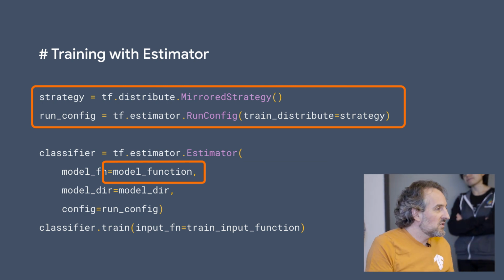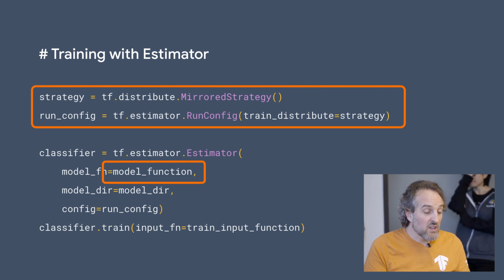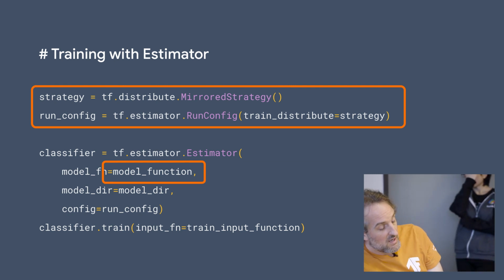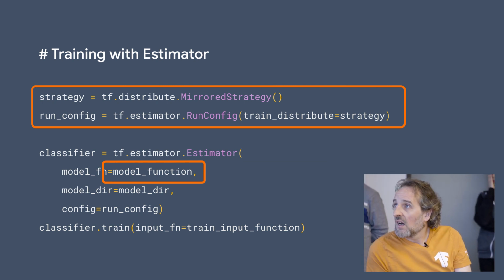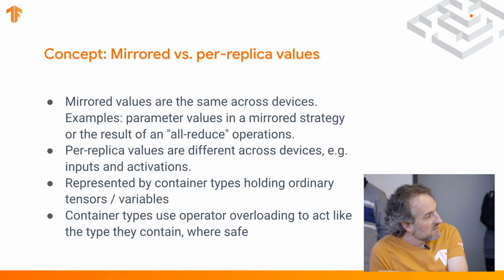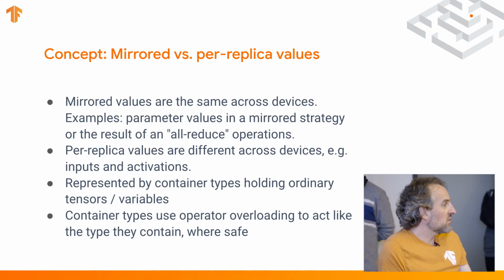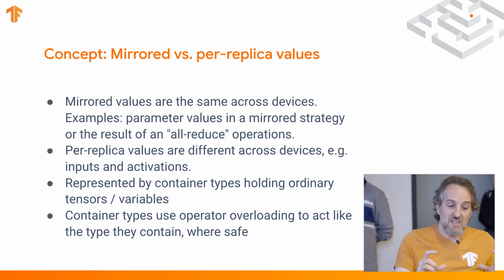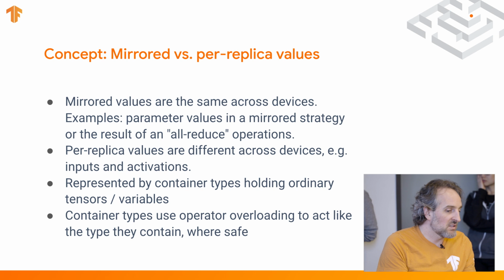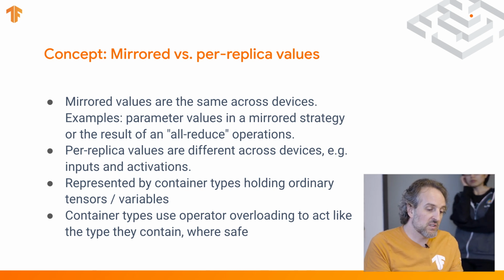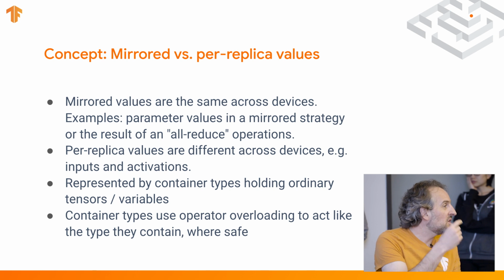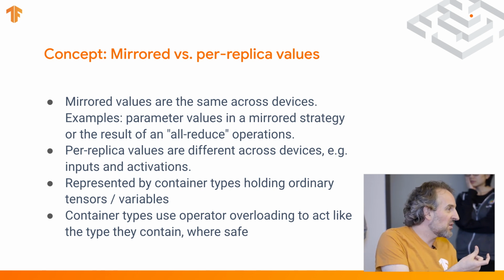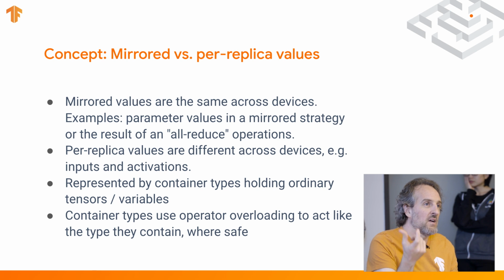So this is a good time to talk about one of the concepts inside distribution strategy, which is mirrored versus per-replica values. Mirrored values are the same across all replicas. Mirrored variables are an example of this, where we go through a lot of effort to make sure that they're in sync. But there are other things that can be mirrored, for example, the output of a reduction. When we aggregate the gradients, those will also be mirrored across all the replicas. In general, when we update a mirrored variable, we need to update it with mirrored values so we know that the updates are all the same.